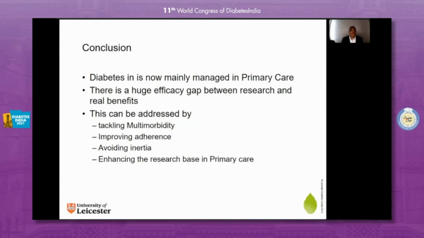So in conclusion, diabetes is now mainly managed in primary care, and there is a huge efficacy gap. And that can be addressed through tackling multimorbidity, adherence, avoiding inertia, and enhancing research in primary care.